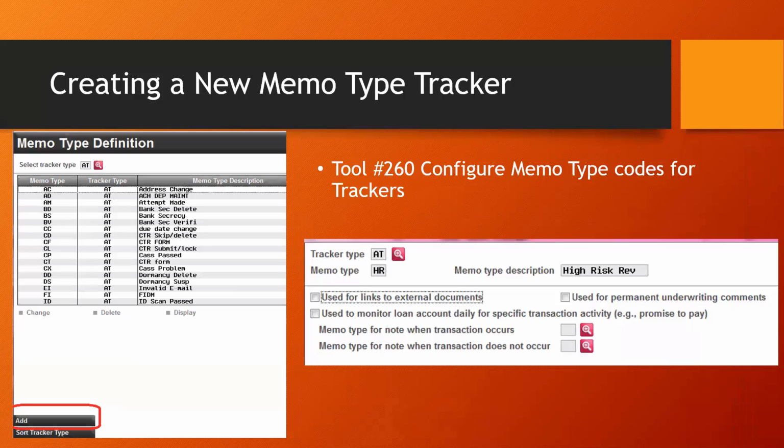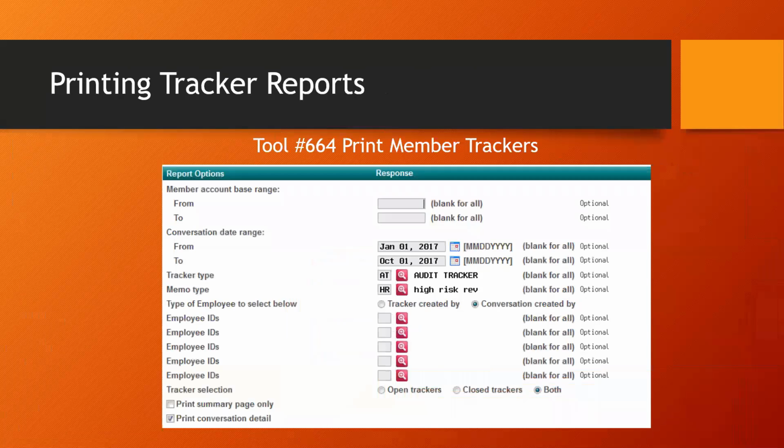So again, for those of you who have not printed the tracker reports, I would strongly encourage you to understand what type of reports you can actually pull. Here's a sample of what that screen looks like. So the tracker type is AT, the memo type is HR high risk reviews.